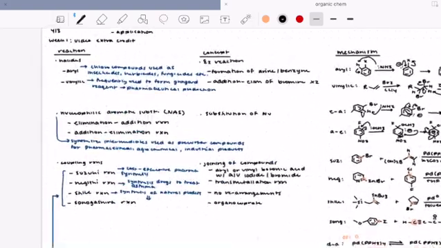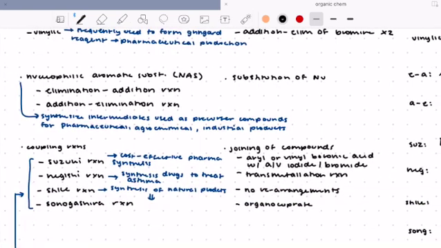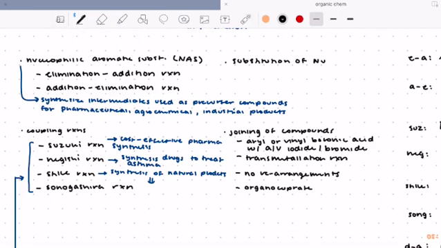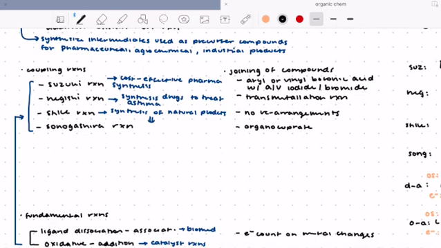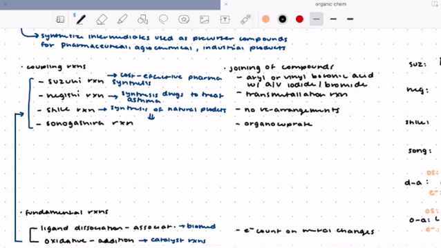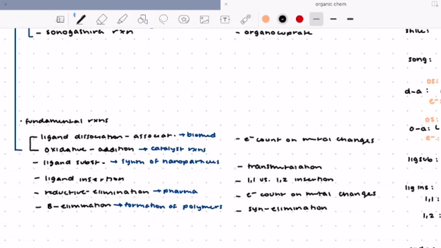You can see it's halide reactions, whether that's aryl or vinylic halides, NAS, which is nucleophilic aromatic substitution. That includes elimination addition and addition elimination reactions. We have coupling reactions, which are the Suzuki reaction, Negishi reaction, the Stille reaction, and the Sonogashira reaction. Lastly, there are some fundamental reactions, which include ligand reactions, ligand dissociation, association, ligand substitution, ligand insertion, as well as oxidative addition, reductive elimination, and beta elimination.